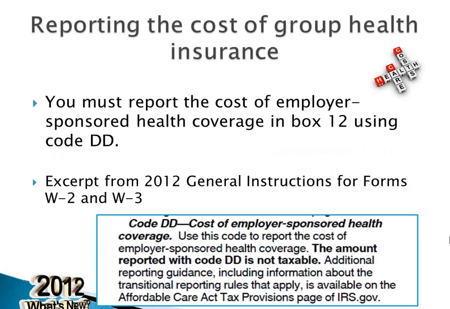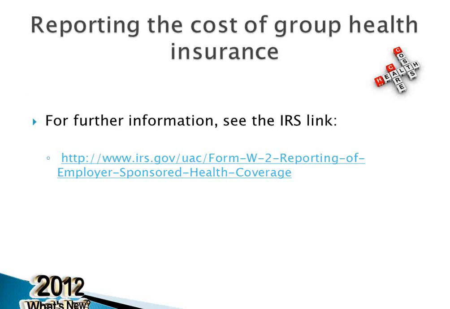First, I want to talk to you about reporting the cost of group health insurance. You must report the cost of employer-sponsored health insurance coverage in Box 12 using code DD. As you'll see on this slide, there is an excerpt from the 2012 General Instructions for Forms W-2 and W-3, which explains the code DD and that the information is available on the Affordable Care Act tax provisions on the IRS.gov webpage. And on the next slide, you'll see that I've given you the IRS link, which will take you to a brief document over this 2012 change.